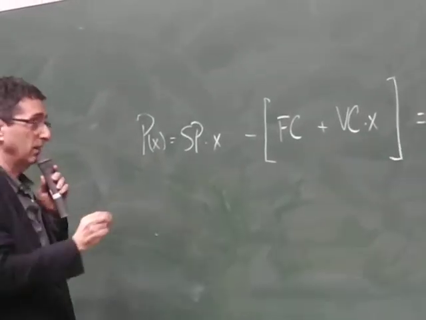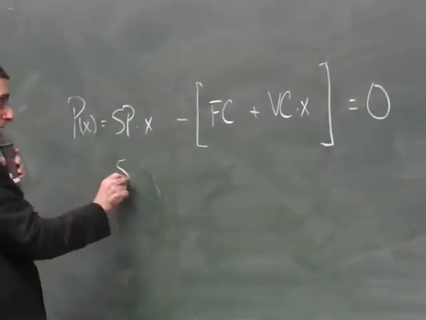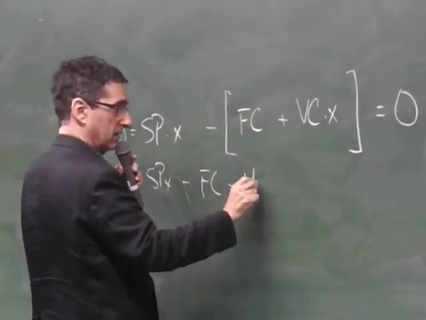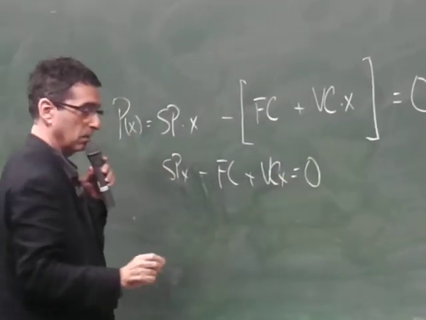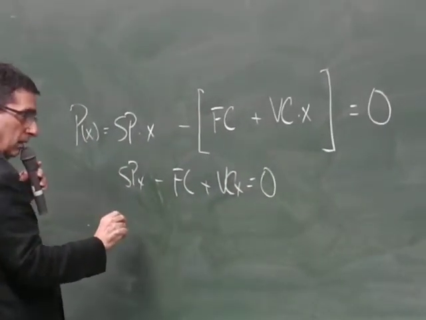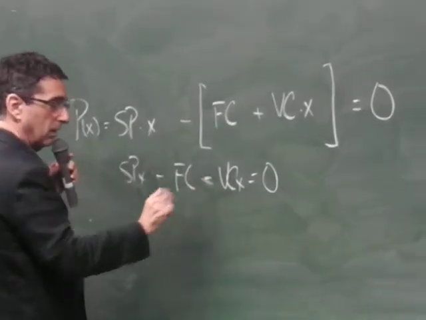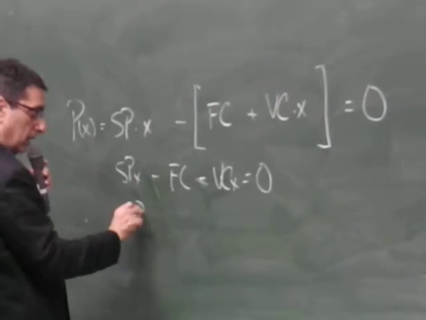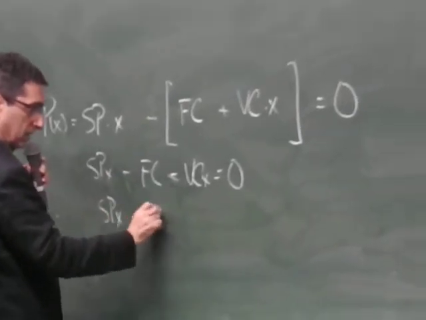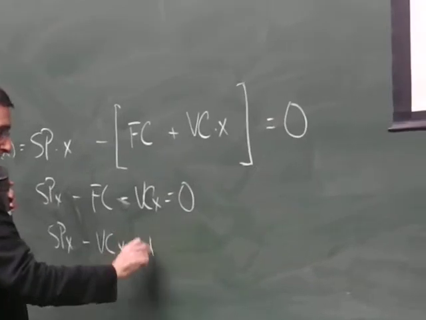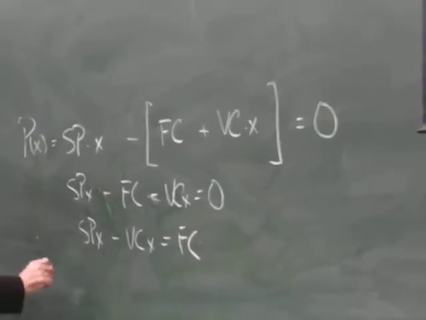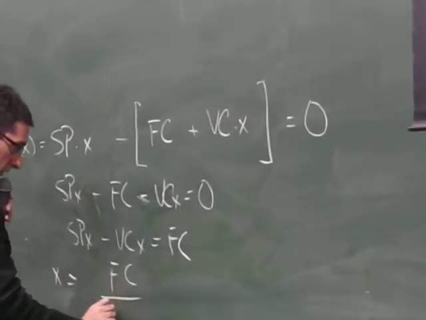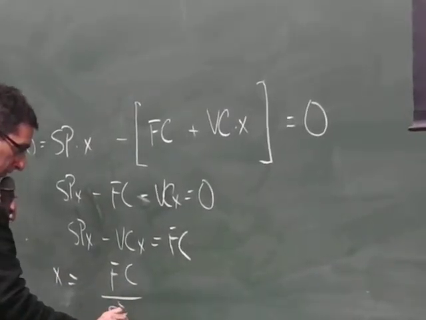Okay, so how do we get that? We have SPX minus FC plus VCX equals 0. So what do we get? Oh, minus, thank you. So what do we get? We can bring the FC to the other side. SPX minus VCX equals FC, right? So factor out the X, and we get FC over SP minus VC.